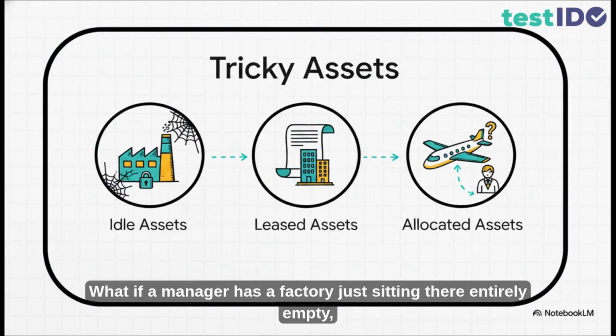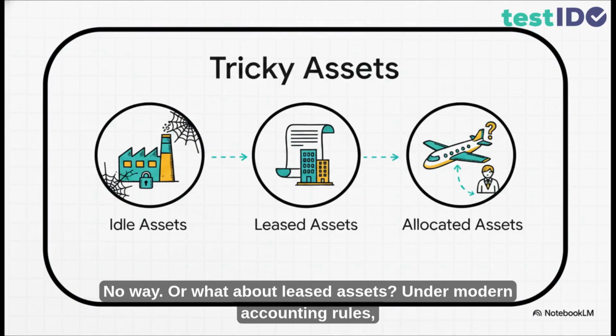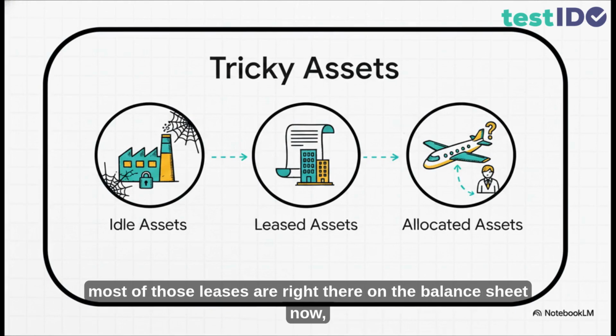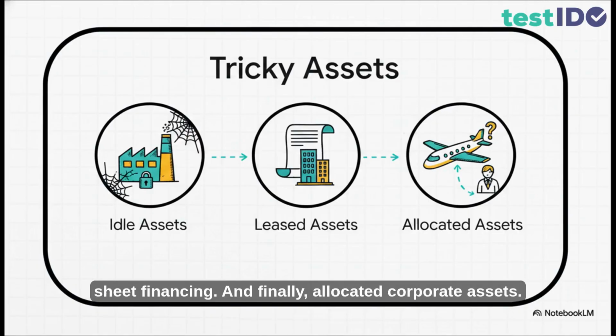What if a manager has a factory just sitting there entirely empty, but headquarters absolutely refuses to let them sell it? Should that empty building drag down their personal ROI? No way. Or what about leased assets? Under modern accounting rules, most of those leases are right there on the balance sheet now, which bumps up the investment base and drags down the ROI.